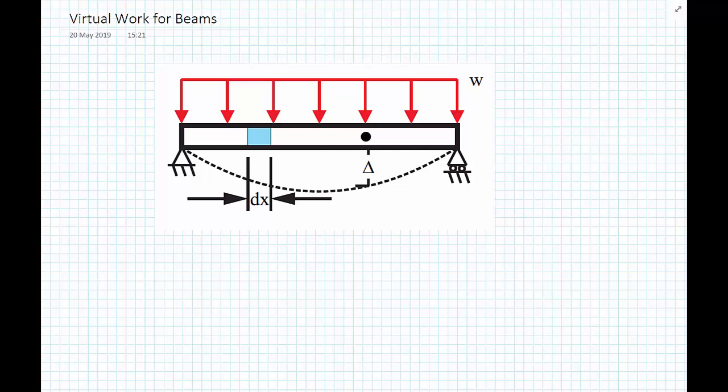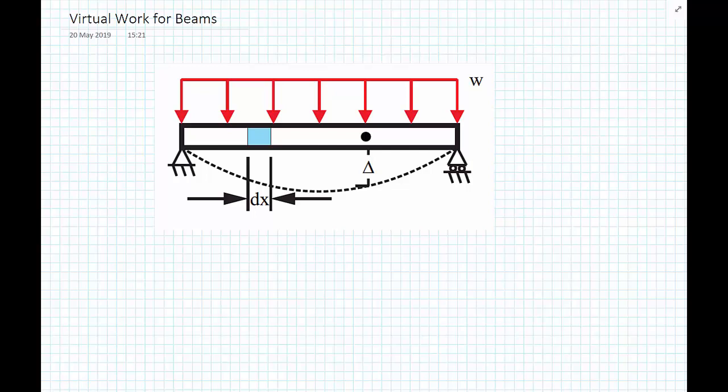In this video, we're going to examine the principle of virtual work for bending and apply this principle of virtual work to the analysis of beams so we can calculate the deflection or rotation of a point along a beam. So we have a beam in the drawing and we have an arbitrary loading. In this case, we put a UDL of intensity omega or W.